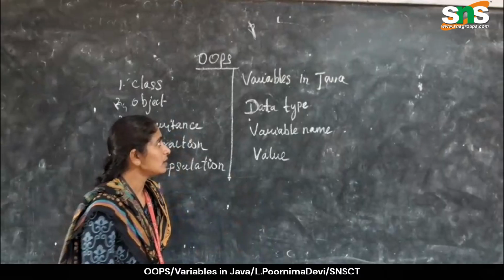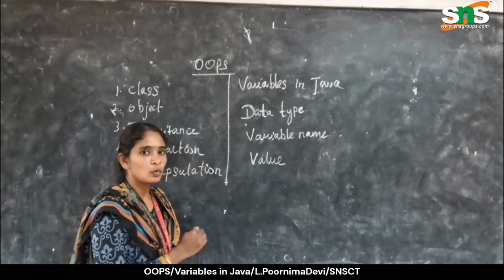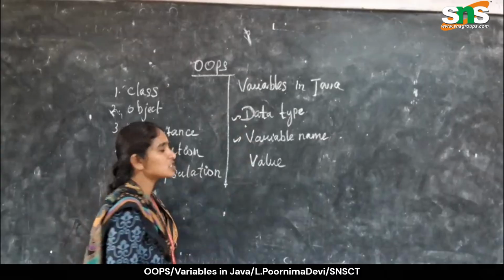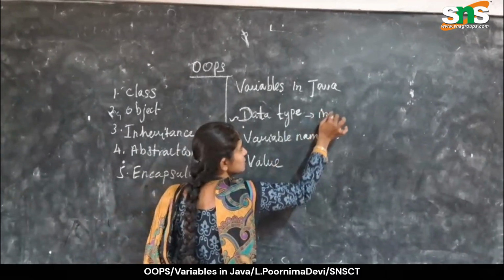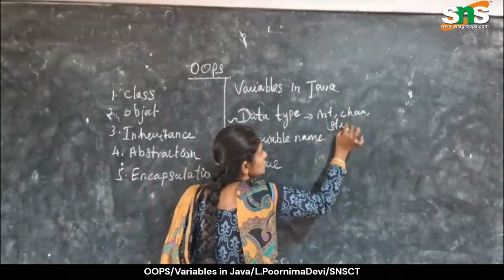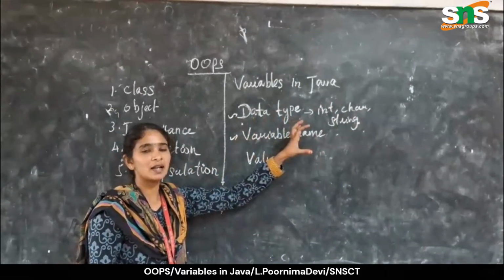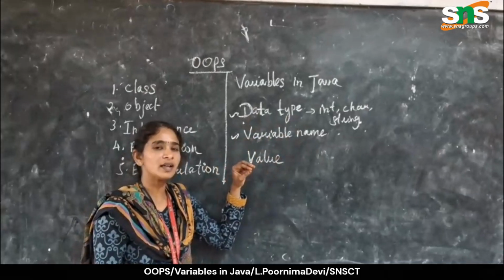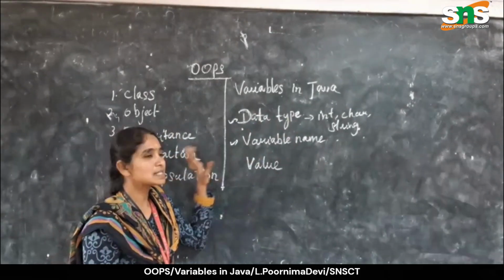So, for example, when we use a variable in a program, we use two things. First is the data type, and we have to mention the variable name. The data type is nothing but either integer, char or string. So these are the data types. We use whichever data type fits the variable we have to declare, and how we use the variable inside the program.